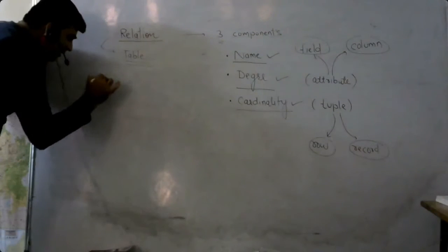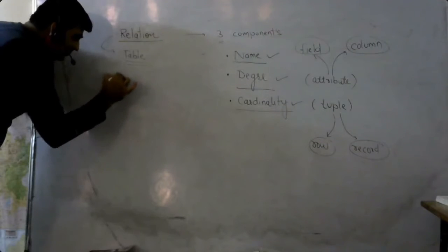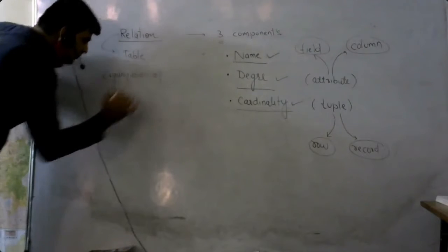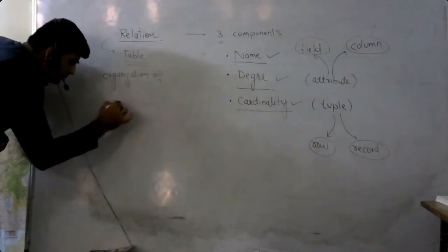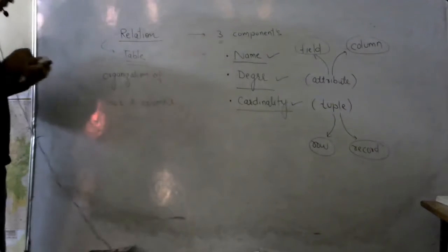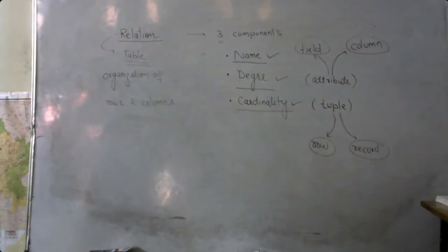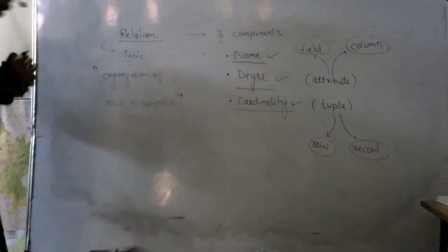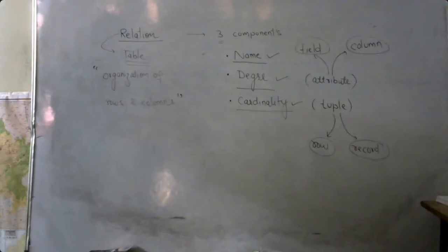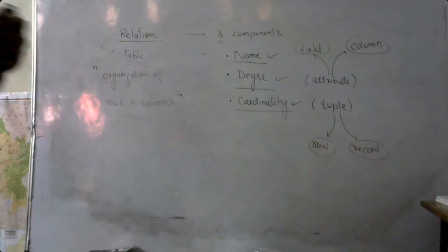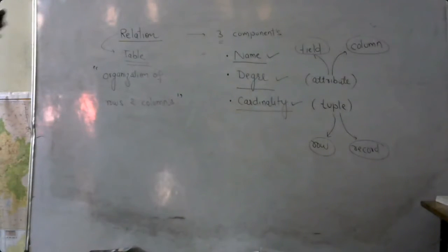What is the definition? Organization of rows and columns is known as a relation. This is the term which we call relation. Now let's create a relation. Let's take a proper example of a relation, so that we can understand it in a great manner.